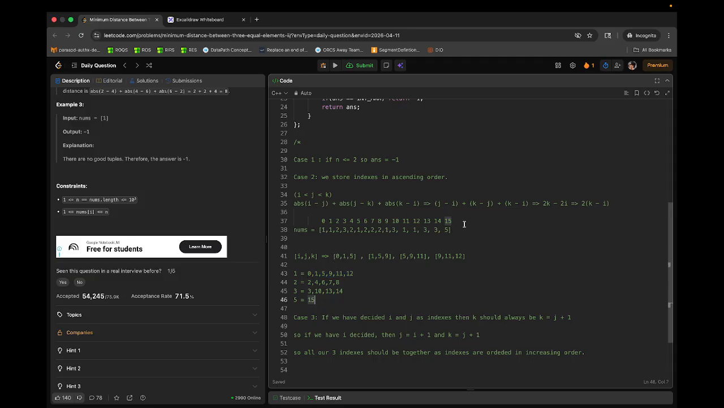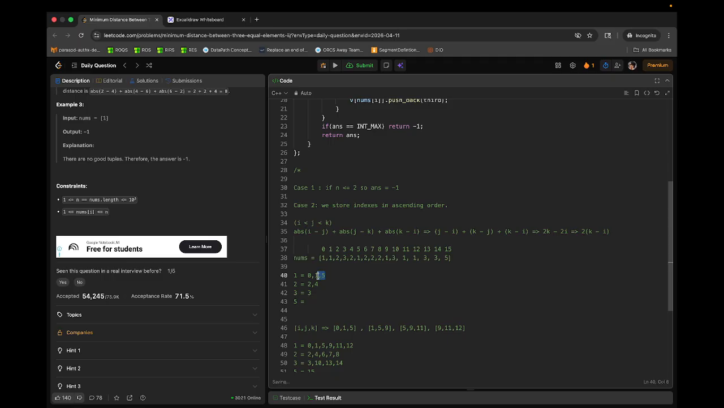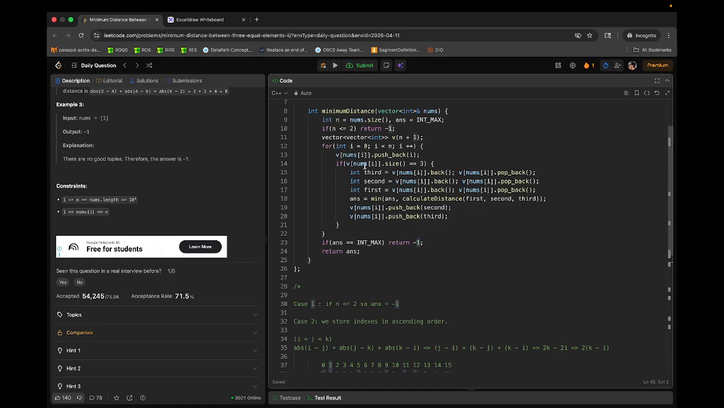So if we see here, we came to 1, we inserted 0. Then we came to 1 here, then we inserted index 1. Then we came to number 2, we inserted the index 2. Then we came to 3, we inserted the index 3. Then we came to number 2, it is at position 4, so under 2, we place index 4. Then we came to 1, we inserted 5. So now we see we only maintain 3 elements for each.